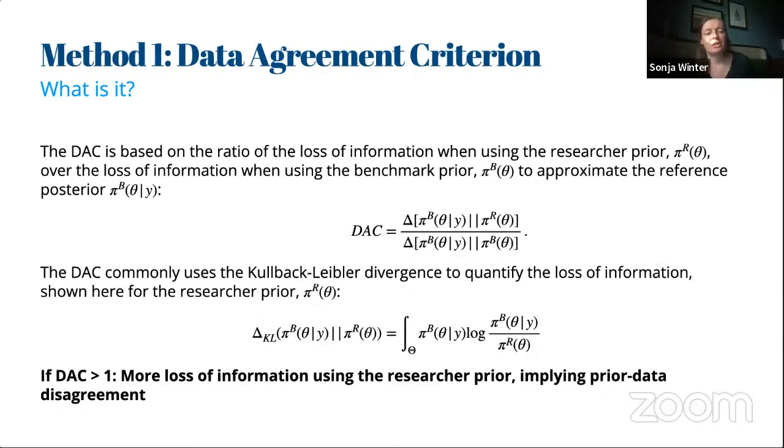So the formula for computing this ratio is shown here with more technical notation. And to figure out how large this gray area is going to be, what the loss of information is, researchers often use something called the Kullback-Leibler divergence, which I've also included on this slide. For interpretation's sake, when you find that the DAC is larger than 1, it means that there's more loss of information if you're using a researcher specified prior, indicating that there is prior data disagreement. And then in contrast, if the DAC is smaller than 1, then it means that your researcher prior is a better approximation of your reference posterior. And so it's in agreement with your data.